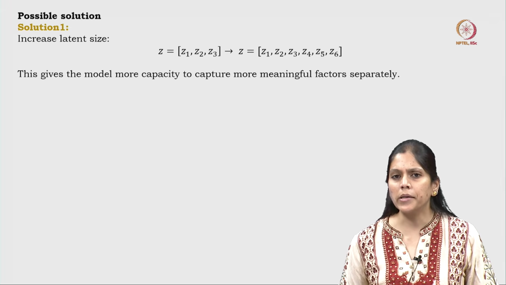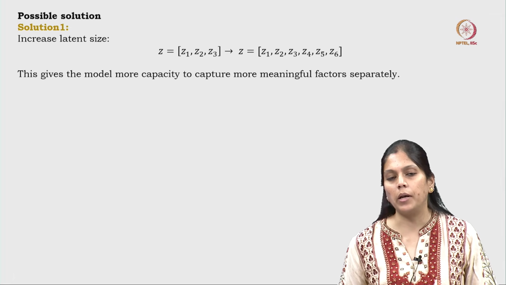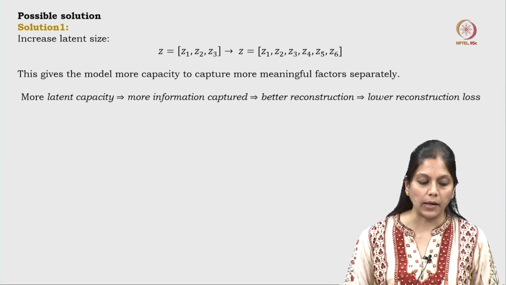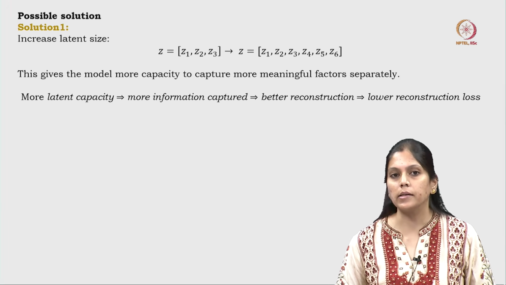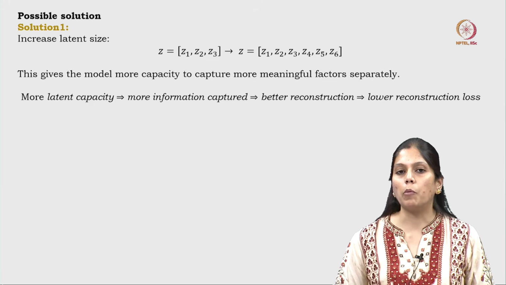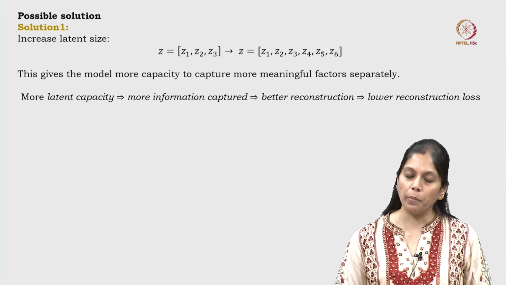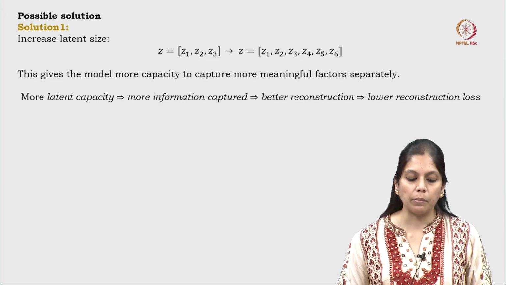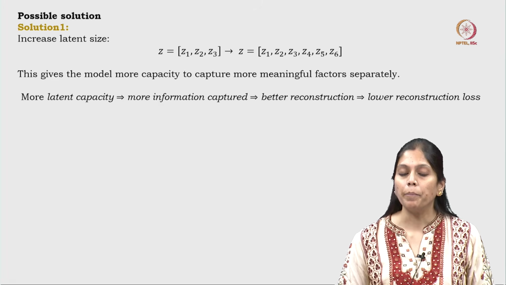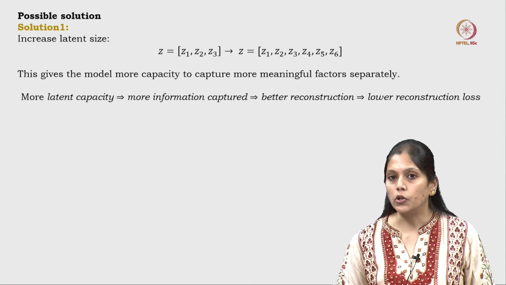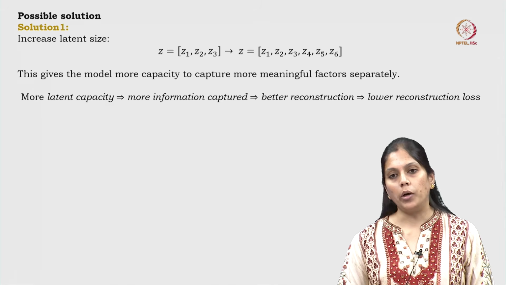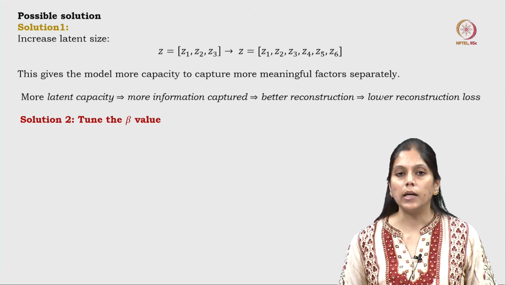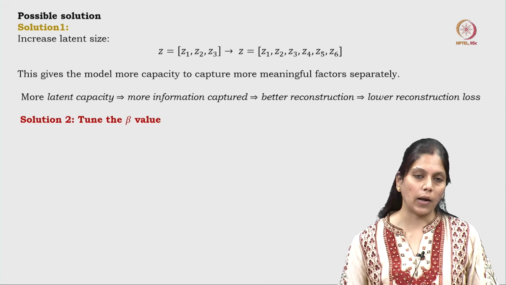So what is the second possible solution? By increasing the latent space, what is it saying? This gives the model more capacity to capture more meaningful factors separately. More latent space means more information is captured, therefore there is a better reconstruction and a lower reconstruction loss. So the second possible solution is to tune the beta value.